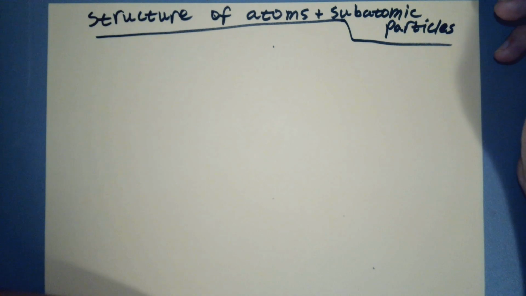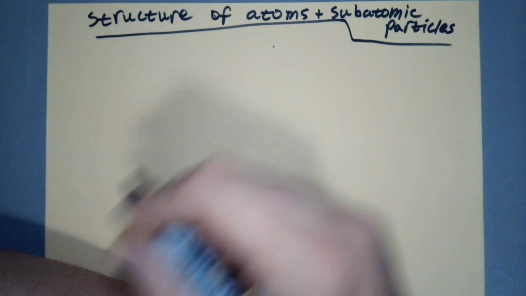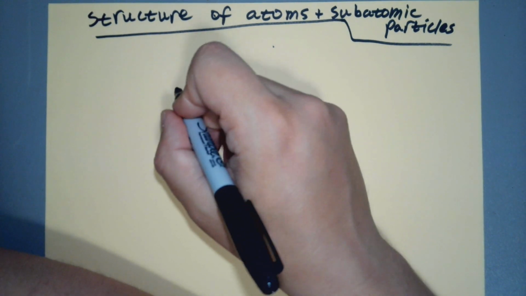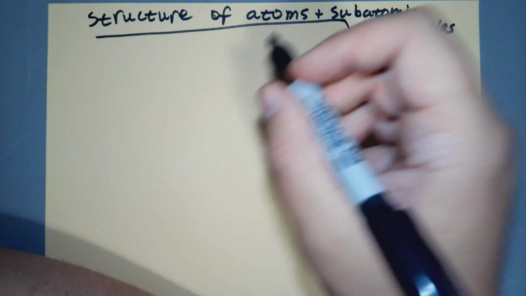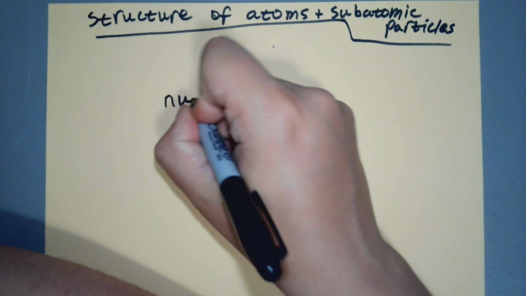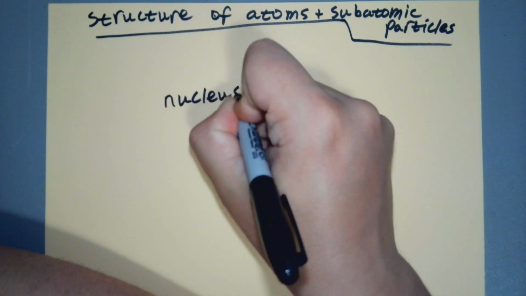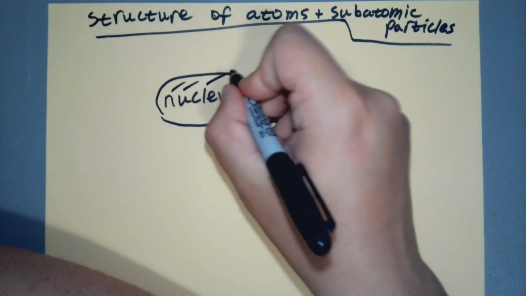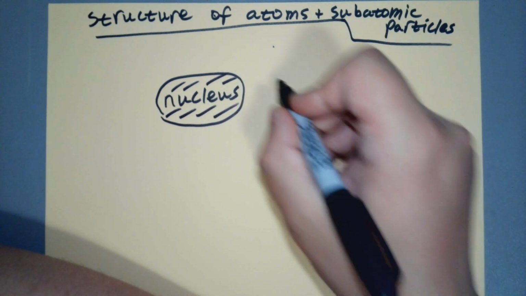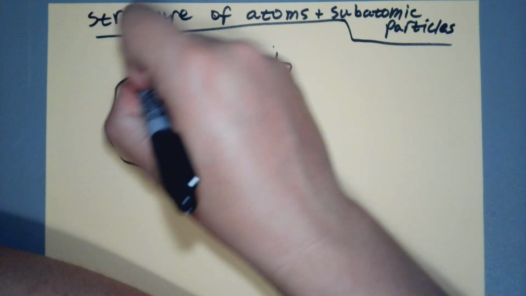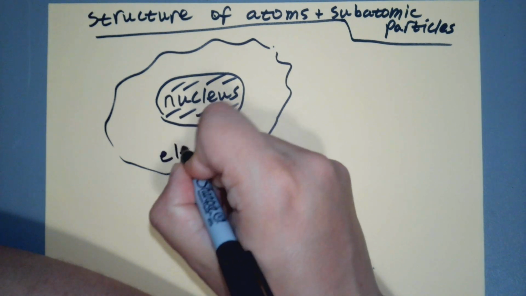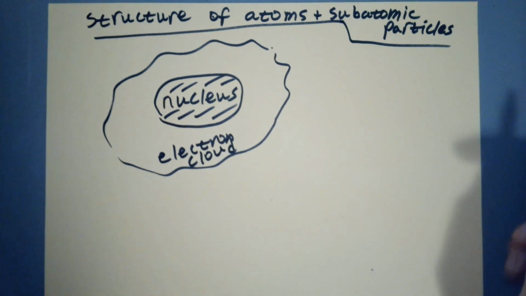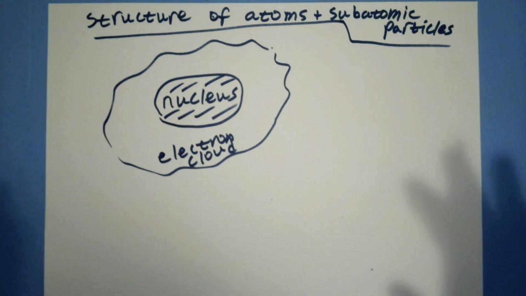Alright, so, structure of atoms. We'll start there. And I'm going to start with what I call the fried egg model. Not Friday, fried egg. I have to be very careful to pronounce that. And so we have kind of two pieces. We have a nucleus, and then we have an electron cloud. This is the most basic model. We're going to build up from this.